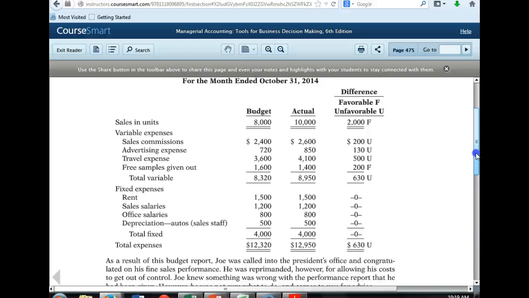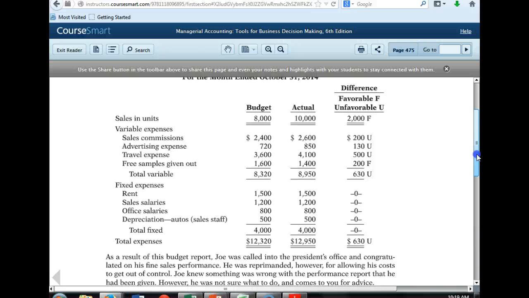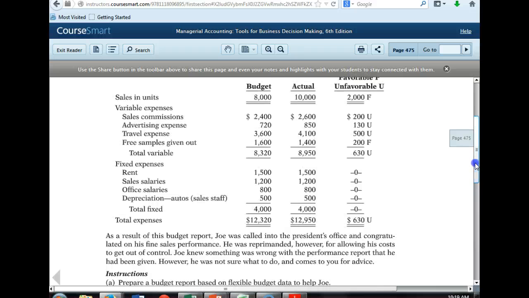unfavorable variance. As a result of this budget report, Joe was called into the president's office and congratulated on his fine sales performance. He was reprimanded, however, for allowing his costs to get out of control. Joe knew something was wrong with the performance report that he had been given. However, he wasn't really sure what to do and comes to you for advice. So, guys, what's the problem with this budget? When it's a static budget, it doesn't take into account changes for volume, does it? Does that make sense?